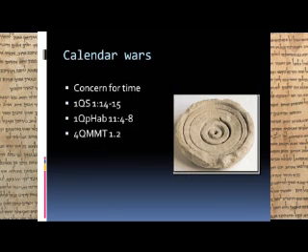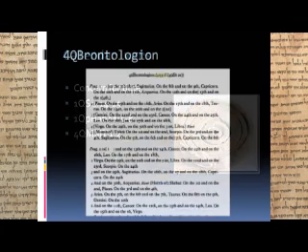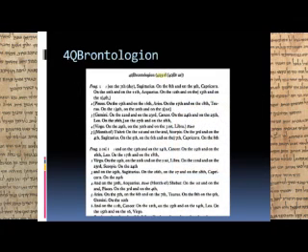There was, in fact, among some of the documents that have been recovered from Khirbet Qumran, a significant concern about calendar. And some scholars talk about calendar wars. This is a sundial that was discovered in the ruins at Khirbet Qumran. We find documents like 4Q Brontologion, which looks a little bizarre. You see reference to Sagittarius and Aquarius and Aries and Cancer, all these zodiac signs.